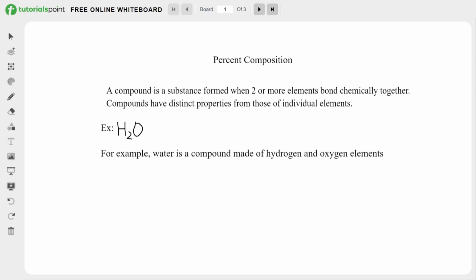To understand what percent composition does, we first need to understand that percent composition is used for compounds. A compound is a substance that is formed when two or more elements bond chemically together. Compounds have distinct properties from those of individual elements. As an example here, we have H2O, or water, which is a compound made of hydrogen and oxygen elements. As we can see here, we have two hydrogen atoms and one oxygen atom making up this water compound.